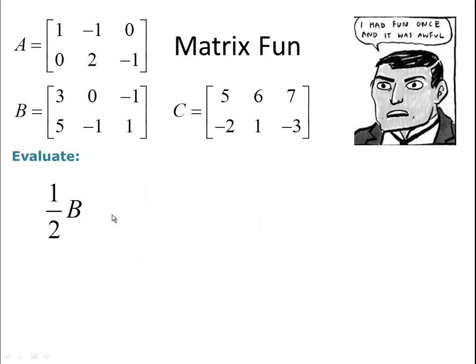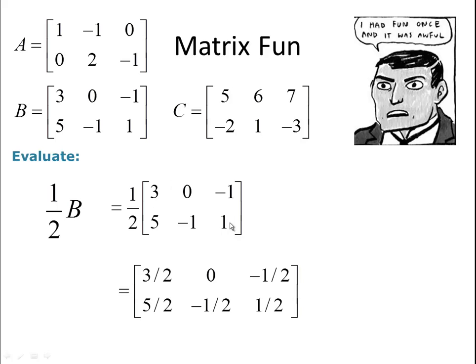Now 1/2 B. That's scalar multiplication. We're going to take the B matrix and multiply it by 1/2. So each element of this matrix, we're going to multiply by 1/2. We'll distribute that 1/2, and so this is what I get. Just remember 0 times the 1/2 becomes 0.